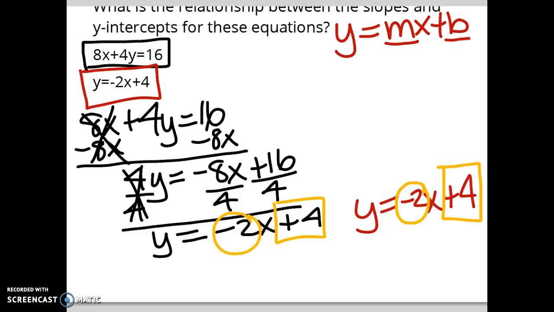This is not a parallel line. This is not a perpendicular line. This is not even a skew line. This is the same line, which means it's an other. It's the same line. They tricked us.